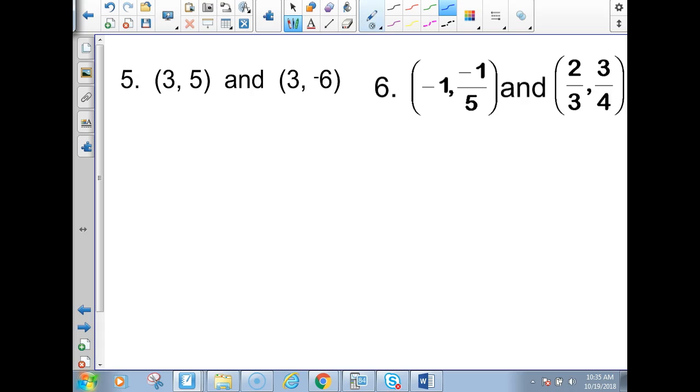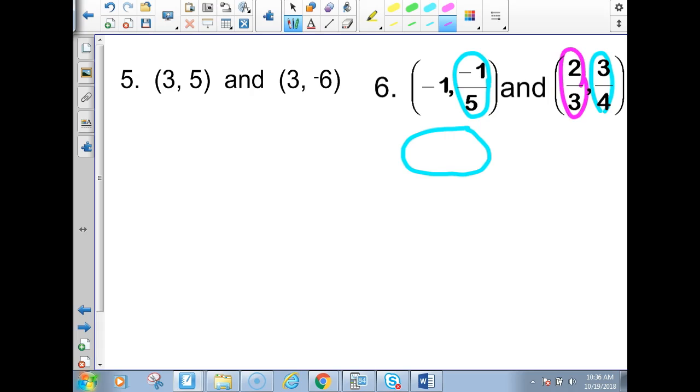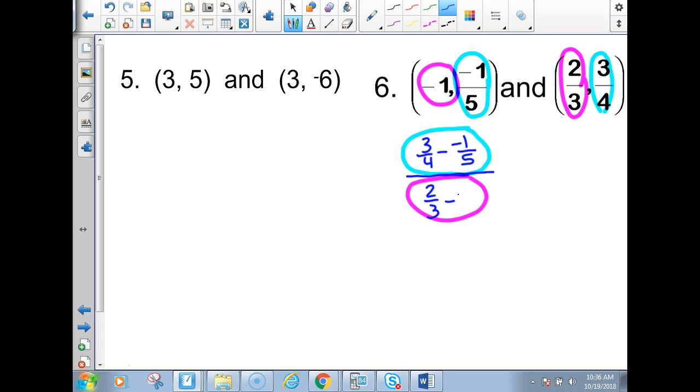So we subtract our y's. We would be starting with 3/4 and negative 1/5. And then our x's on the bottom, and they are fractions. So I'm going to show you how to have your calculator help you out if you're dealing with fractions. So we're going to do 3/4 minus negative 1/5. And on the bottom, we're going to do 2/3 minus negative 1.